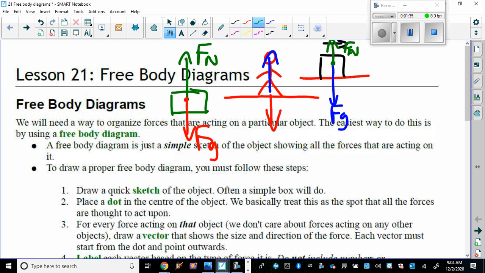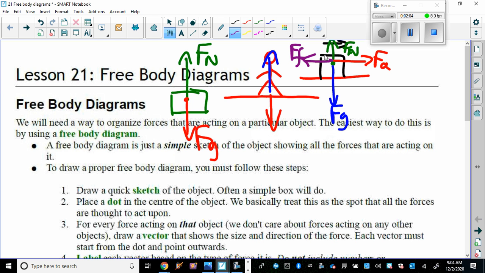But now since you're pushing the box to the right, you have an applied force going to the right. And of course, the opposing force of that, because we live in the real world, not a frictionless world, is friction. Friction always operates in the direction opposite the direction of motion. So now you have a friction force going this way. And so there's a free body diagram for pushing a box across the floor.